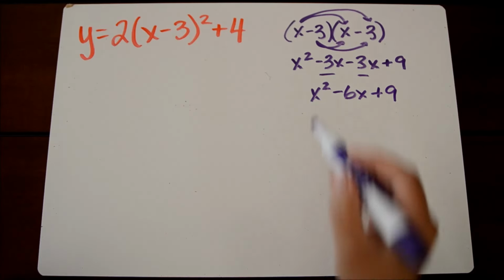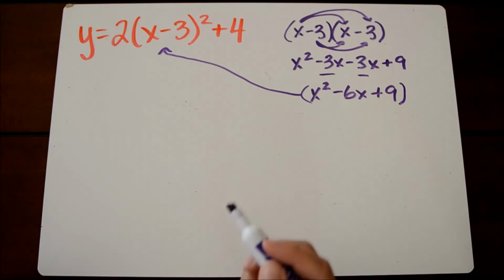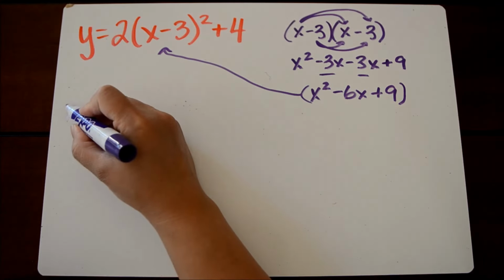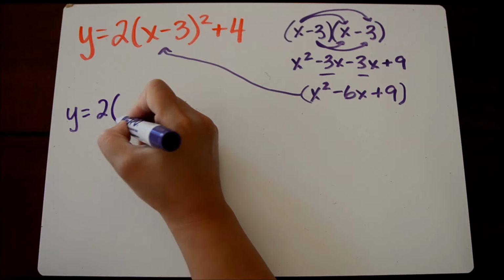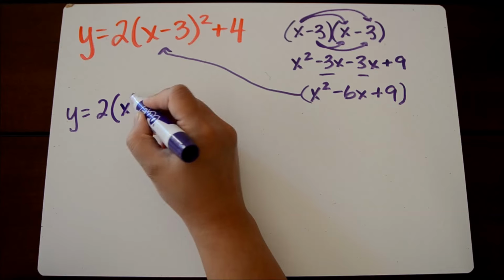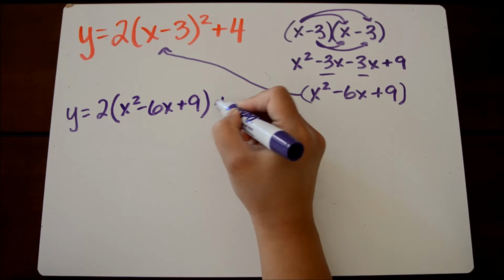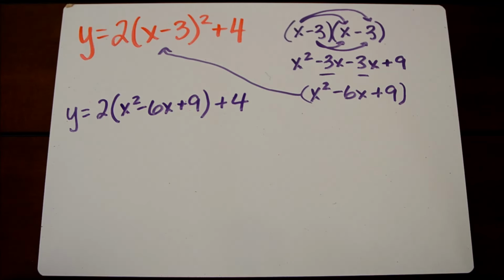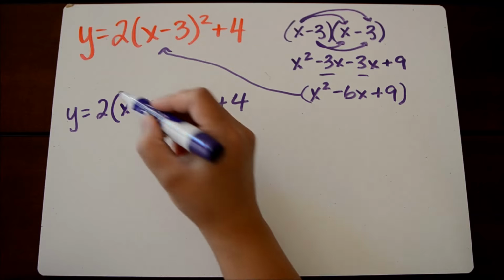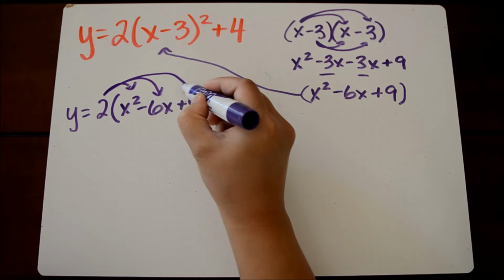This isn't our answer, it's just how we start our conversion. It's going to take place of the x minus 3 squared. So let's copy everything down, but we're going to replace this where we have x minus 3 squared. And then what we're going to do is follow order of operations. We're going to multiply first before we add. So let's distribute the 2 to every term inside this trinomial.